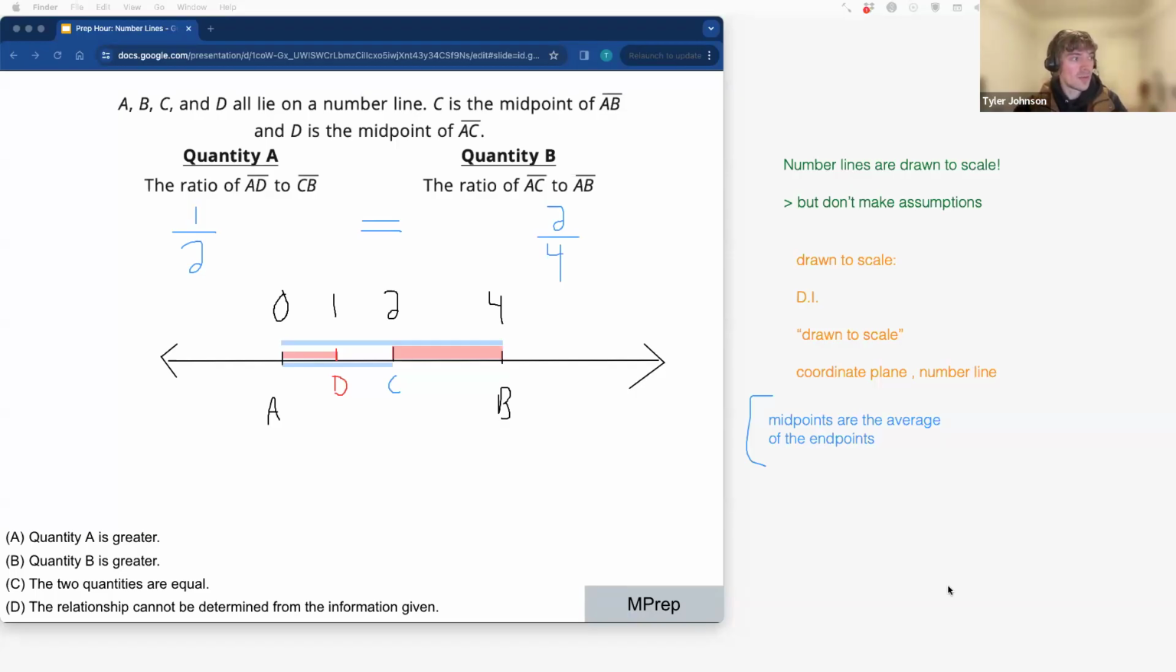Okay, next up, I got one more midpoint question for you. This one's a little trickier. Give you a few minutes here.